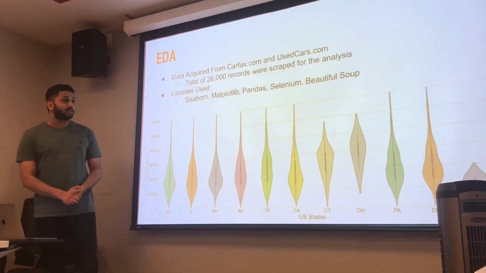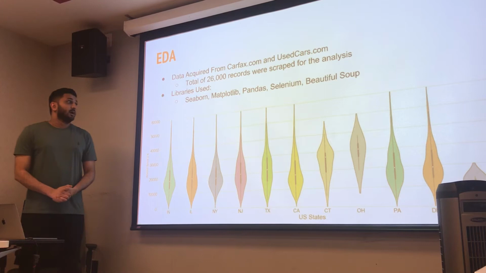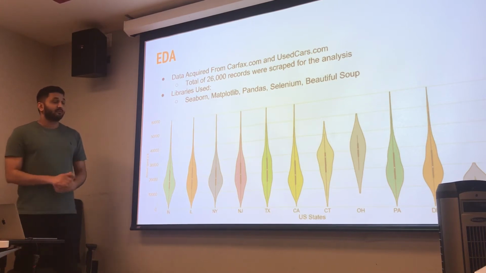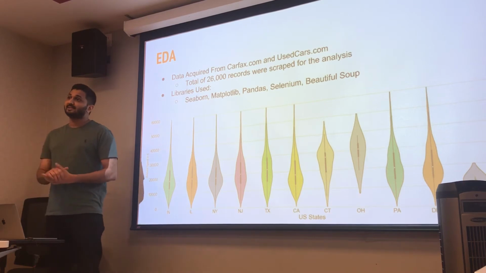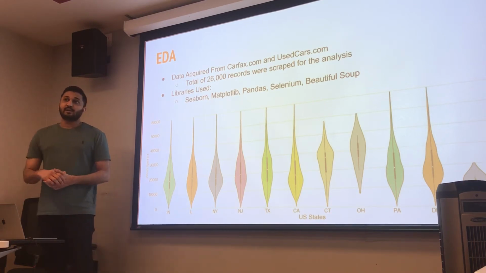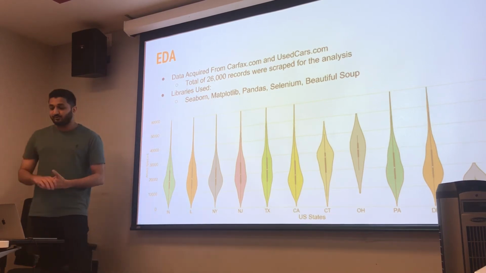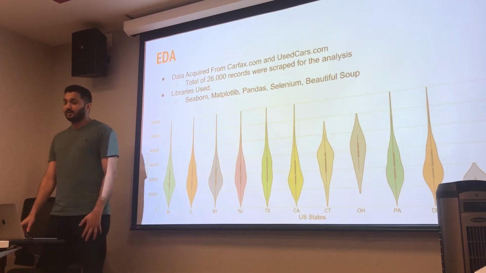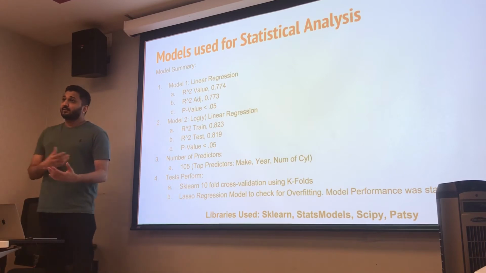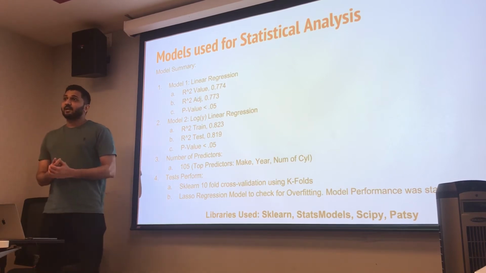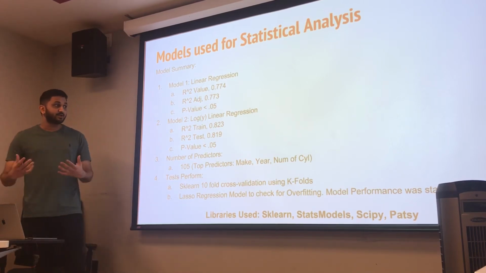EDA. We're going to discuss a little about where I got the data from, which was Carfax and usedcars.com. I gathered a total of 26,000 data points using Selenium and Beautiful Soup for the most part, and then I used pandas for the analysis. First, I would like to discuss the models I used, and then I'll discuss the residuals and stuff.